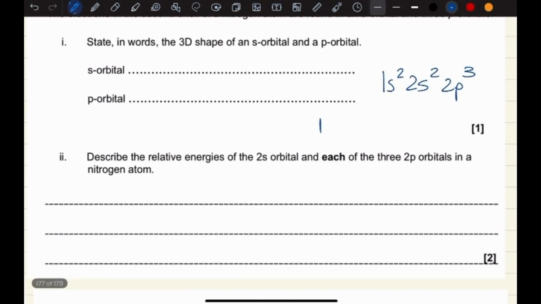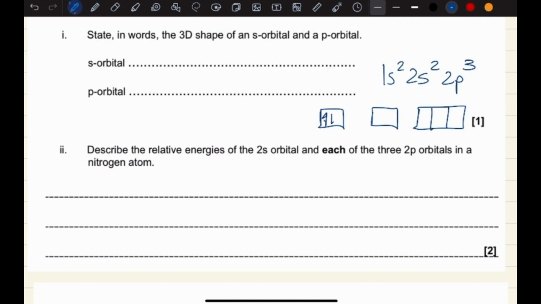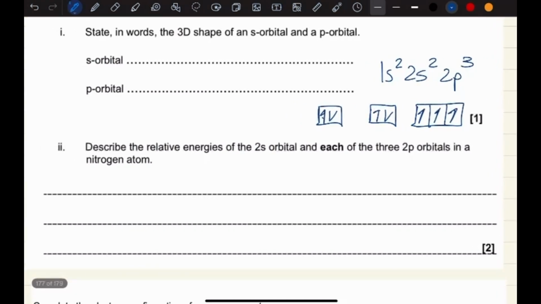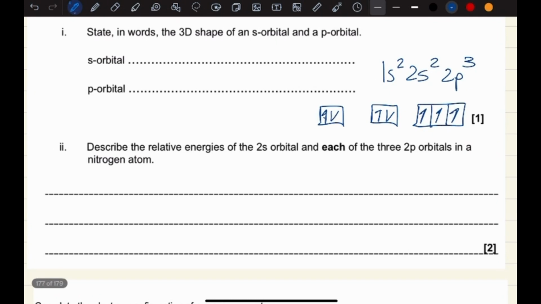Then we're going to draw it out, just so that you can really get this concept. Apologies for the bad drawing. But, you know, 1s is fully filled, 2s is fully filled, and then we're going to half fill 2p. So, what do we know? Now, if we just compare each of the 3p orbitals, so the second part of the question, we can see there's 1 electron in each.